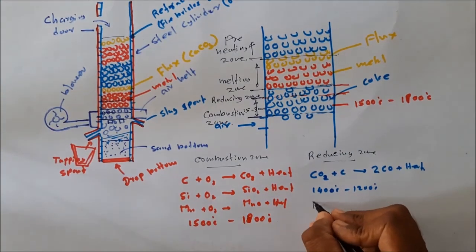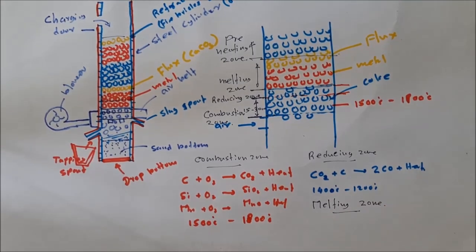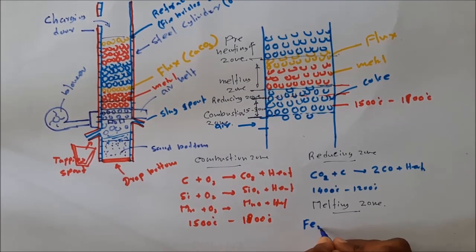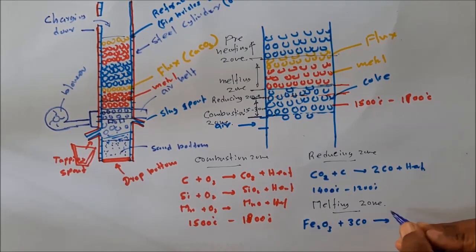Then next one, the melting zone. What happens in this region? The molten metal is produced, that means the solid metal is melted. Again, another chemical reaction occurs: the ferrous oxide is converted into ferrous by reacting with carbon monoxide, giving 2 Fe plus 3 CO2. We need more carbon monoxide.